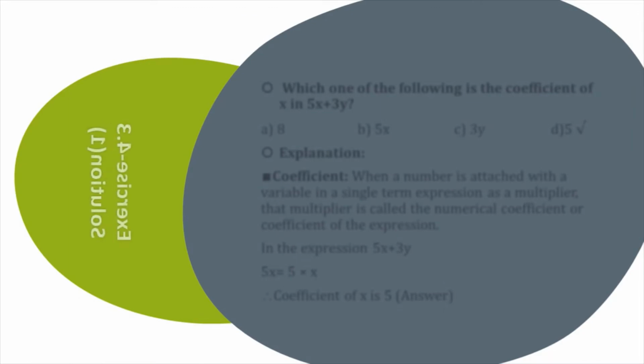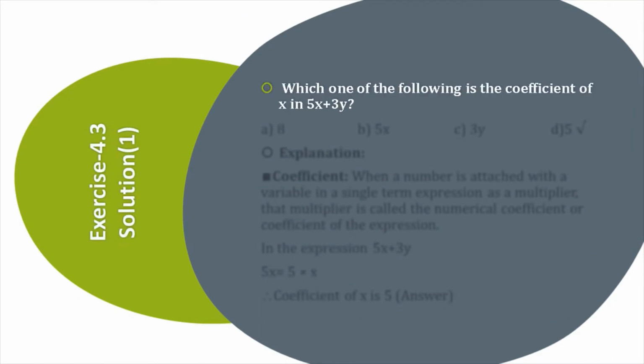Now exercise 4.3, solution number 1. Which one of the following is the coefficient of x in 5x plus 3y? This is the question, my dear. Let us see the options. A is 8, B is 5x, C is 3y, D is 5. So my dear students, in here you can see the tick mark, and this would be the result. Let us see the explanation how we can get this result.